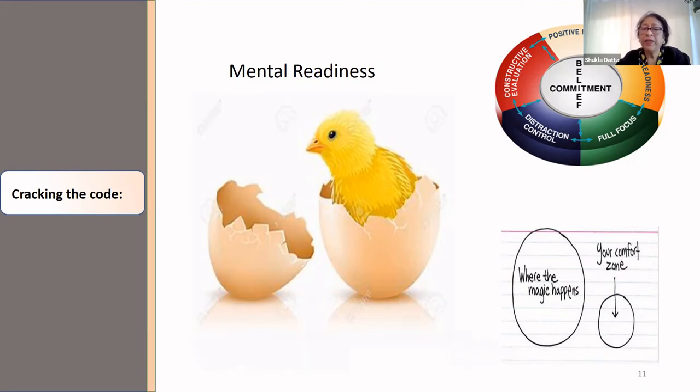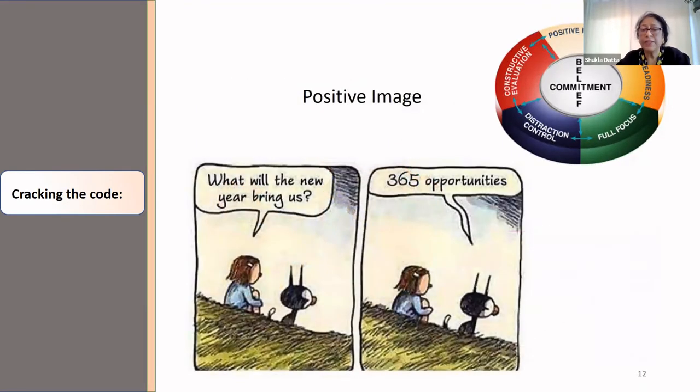Next element we'll be talking about, next code of excellence, is positive image. This girl was asking her dog, what will the new year bring us? Well, there can be so many interesting answers, but the dog was so positive. It says 365 opportunities. I wish I had a positive attitude like this dog. Now, being positive is very important to build positive imagery.